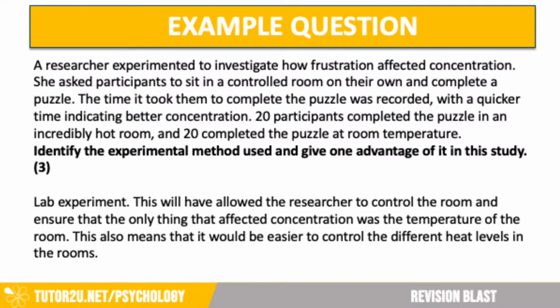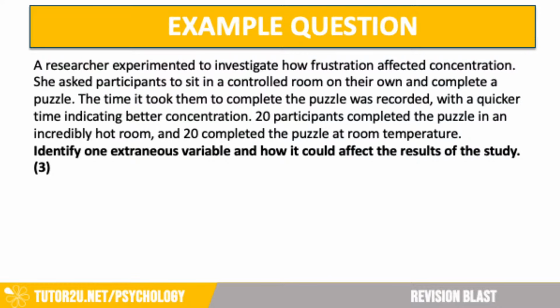All right, we're going to have a look at our last question this evening then. So our last question here, we've got the same stem. Identify one extraneous variable and how it could affect the results of the study. So again, two parts of the question, identifying the extraneous variable and then explaining how that could affect the results of the study. Yeah, some really good answers coming through that just came through a bit late for the previous question on lab experiments. So really well done for those guys.